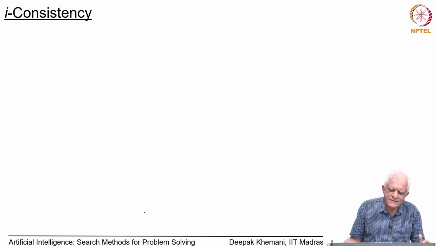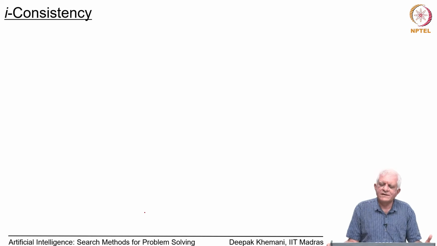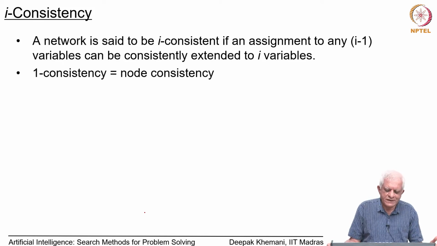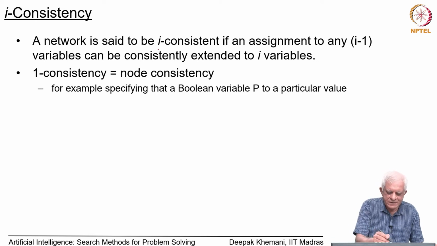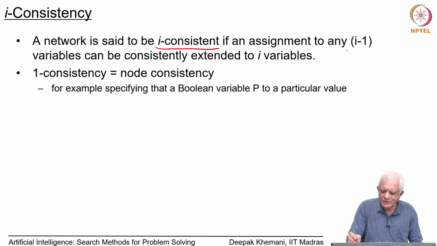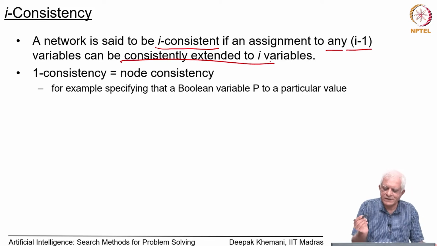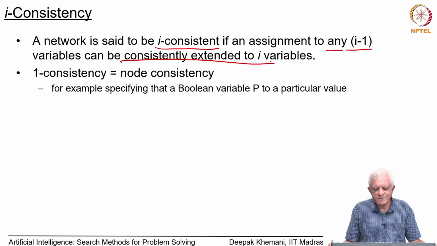So, let us end this section with a discussion on different levels of consistency. While we were talking, we mentioned path consistency a little while ago, and we can formalize that notion of higher levels of consistency by saying that a network is said to be i-consistent if an assignment to any i minus 1 variables can be consistently extended to the ith variable essentially. So, you choose any i minus 1 variables and you will get a value for the ith variable.